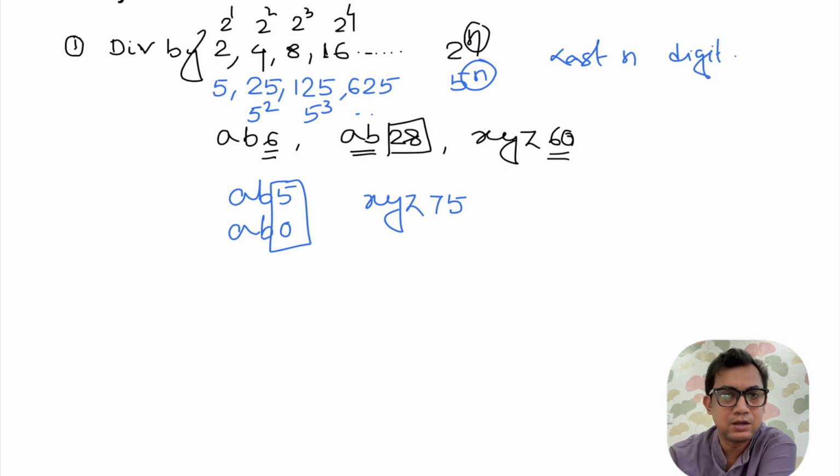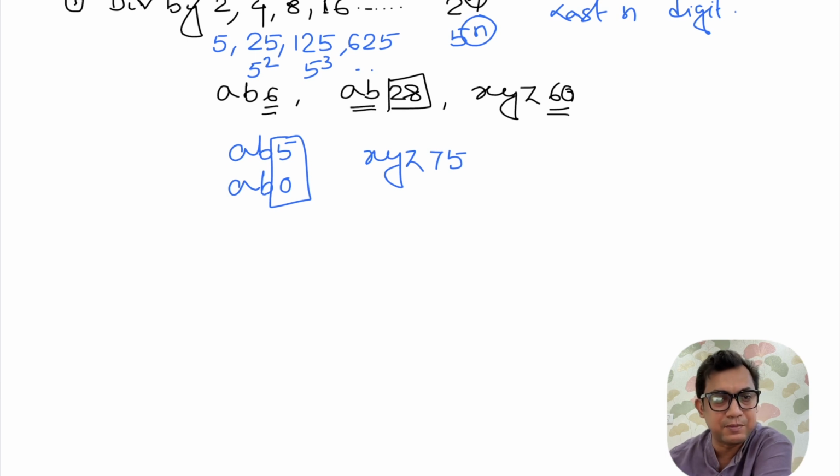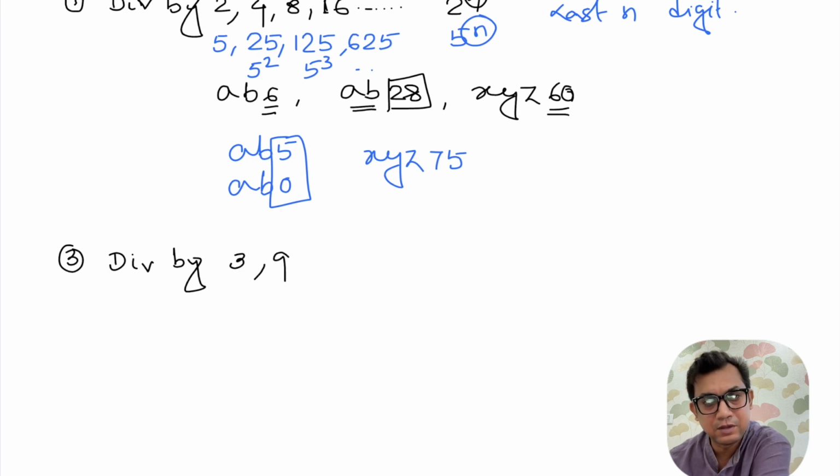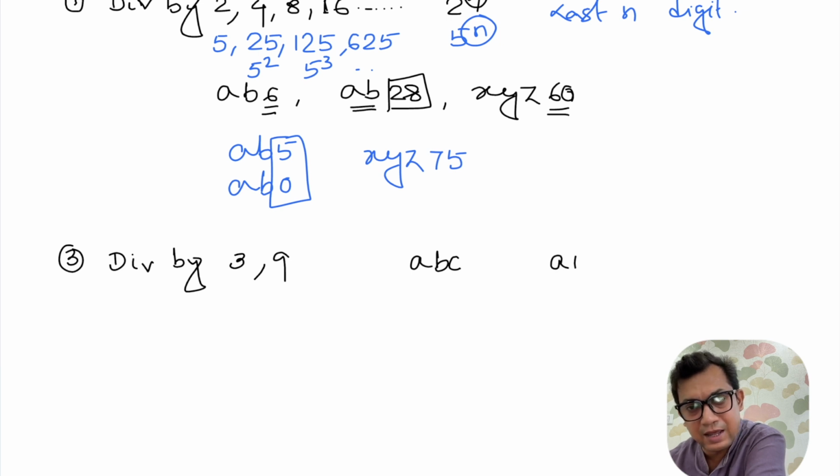Okay. So next, let me discuss the divisibility rule for 3. Now, what is the divisibility rule of 3? I will discuss the rule of 3 and 9 together, because they have the same rule. What rule? If a number is say ABC, to check the divisibility, we add A, we add B, and we add C. If the sum of the digits is divisible by 3 or 9, the number will be divisible by 3 or 9.